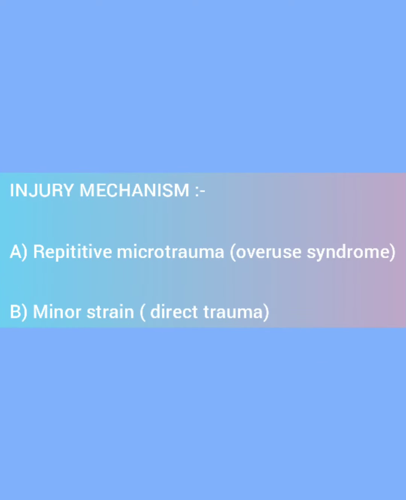Now, what will be the mechanism of injury in this condition? First, repetitive microtrauma, or can be said overuse syndrome, which is mainly seen for occupational reasons. Second, minor strain or direct trauma.